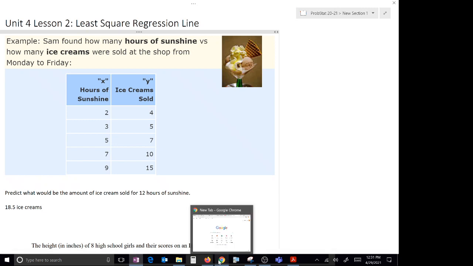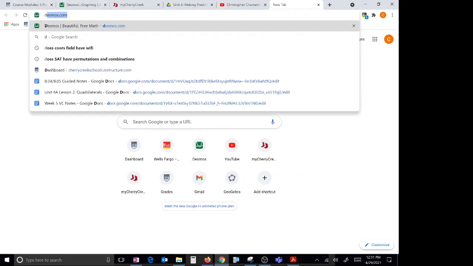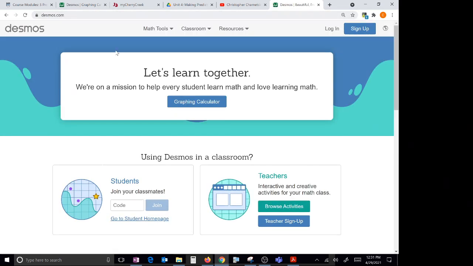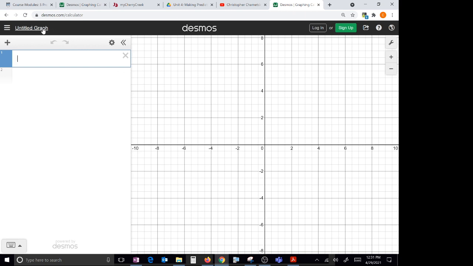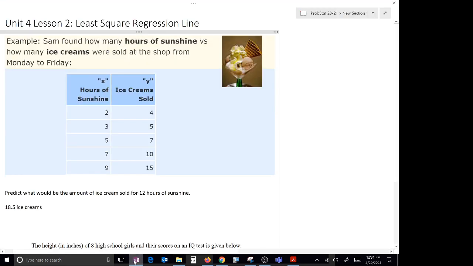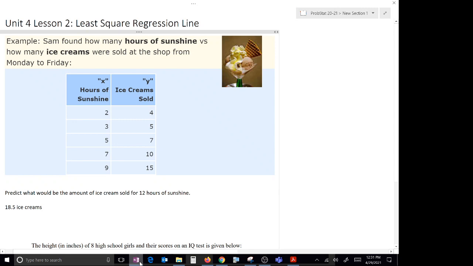All right, so what we're going to do is go to Desmos. I already have one up, and I'll just open up another tab here. We'll go ahead and choose graphing, and then I'm going to click on the plus to create a table, and essentially we're just going to match this exact table. We're going to put in our x column these numbers: 2, 3, 5, 7, 9.